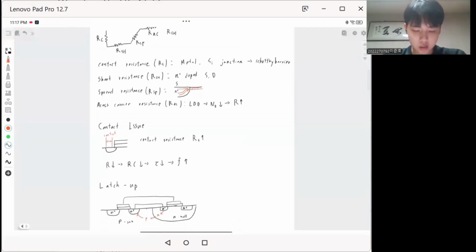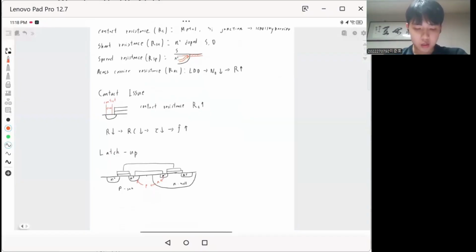And next is the excess carrier resistance, which appears when we implant the LDD. When carriers move from N plus to N minus, the doping concentration goes down, so the resistance goes up.